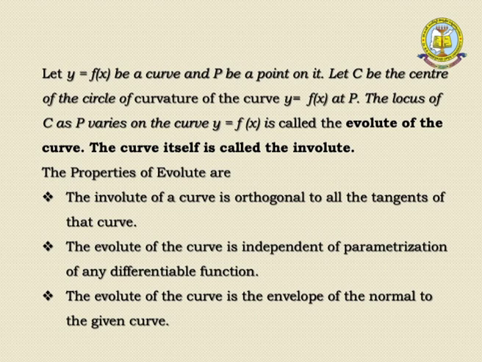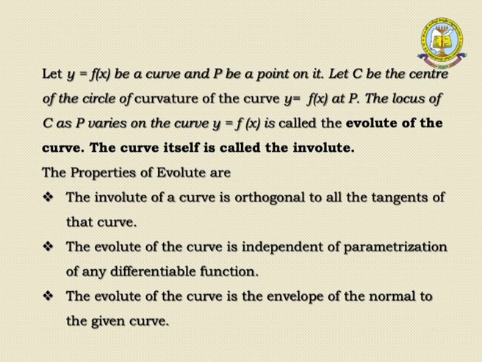Let y = f(x) be a curve and P be a point on it. Let C be the center of the circle of curvature of the curve y = f(x) at P. So, the locus of C as P varies on the curve y = f(x) is called the evolute. What is the evolute? Whatever the center of curvature we have found in the above problem, the locus of the center of curvature is known as the evolute of the curve. The curve itself is called the involute.